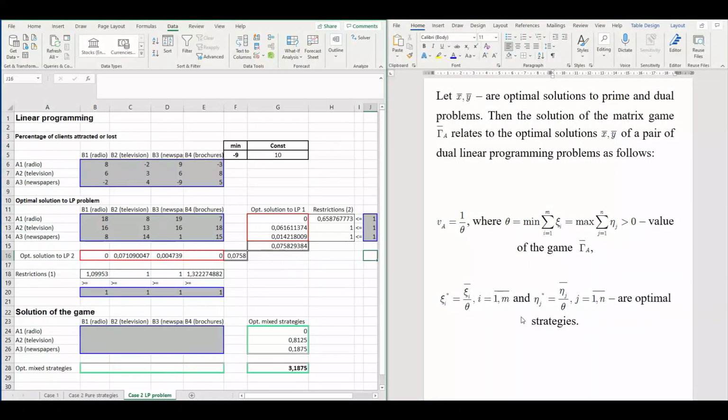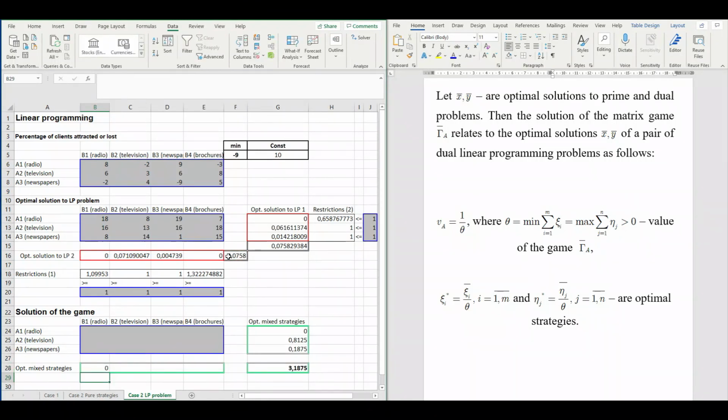To find an optimal strategy of the second player, we should consider the following fraction. For instance, to calculate the first element of the optimal strategy of the second player, eta1 star, we should calculate the fraction eta1 with line over theta. In our Excel file, eta1 with line is in the cell B16 and theta is in the cell F16. So let us calculate eta1 star equals B16 over F16.